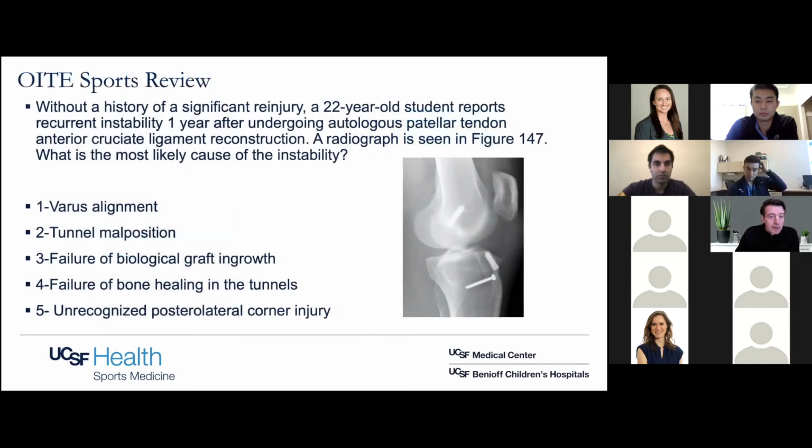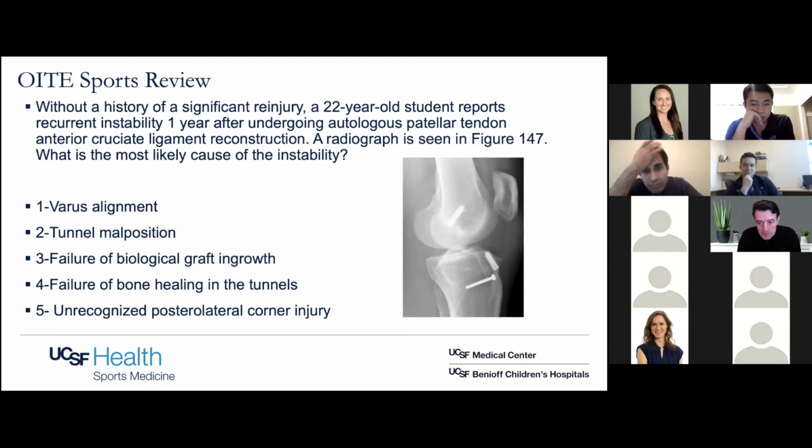Okay. Let's see. Gopal, why don't you answer this question for me? Sure. Without a history of significant re-injury, a 22-year-old student reports recurrent instability 1 year after undergoing autologous patellar tendon ACL reconstruction. A radiograph is seen in figure 147. What is the most likely cause of the injury?